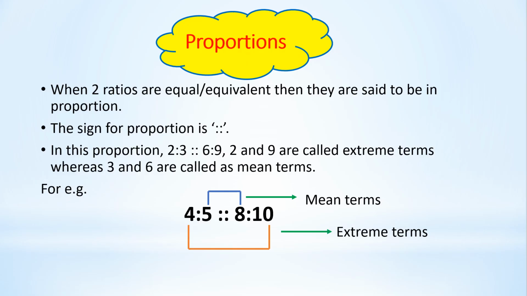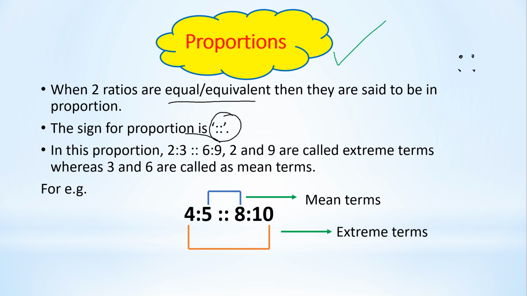Now let's learn about proportions. So what are proportions? When two ratios are equal or equivalent, then they are said to be in proportion. The sign for proportion is this, double colon. एक colon लो और दूसरा भी लगा दो, तो double colon, right? In this proportion 2 is to 3 is in proportion with 6 is to 9.